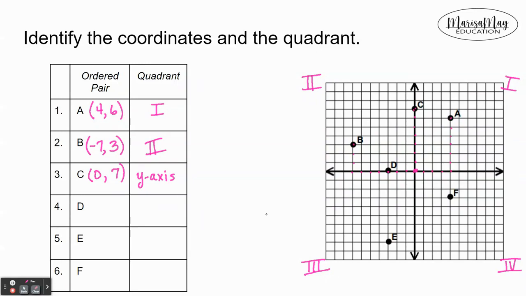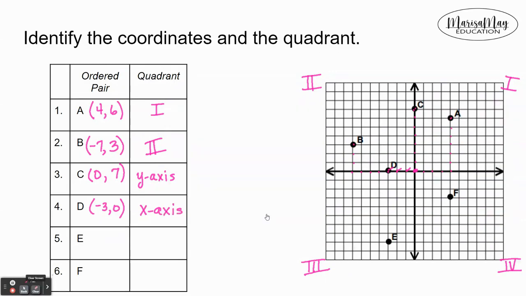Let's look at D then. For D, I start in the middle and I go 1, 2, 3 to the left, left being negative, and then I don't go up or down, so that would be 0. Now D also lands on an axis, so it's not in a quadrant. We just tell you it's on the x-axis there.